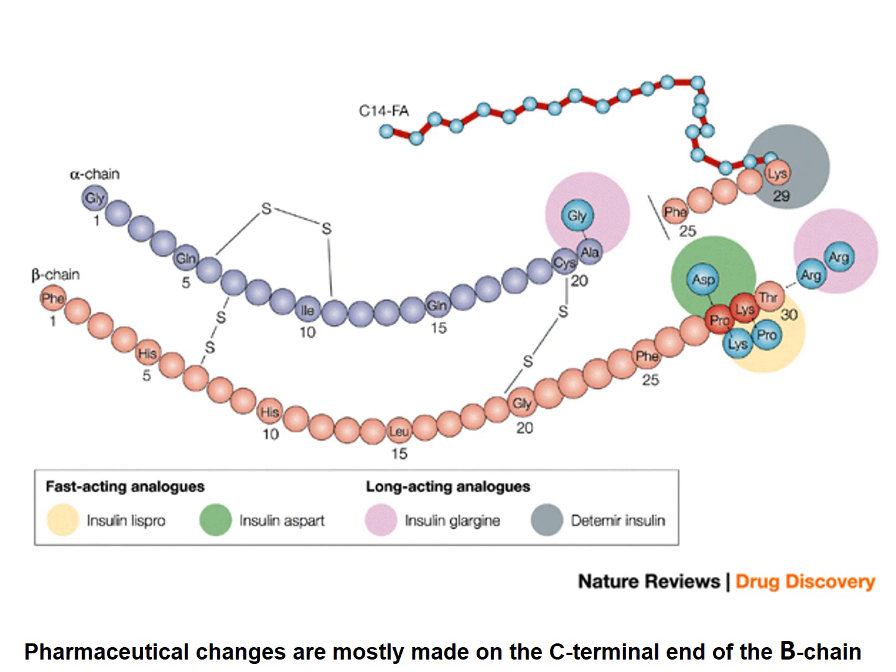Lispro, we substituted proline for lysine. Aspart was the substitution of aspartate. Glargine is the substitution of two arginine molecules. So look at the insulin sequence, and then you can see in the spheres how that's a little bit different. And again, you don't need to commit that to memory. When you get into pharmacology class, they might ask you to understand that a little bit more. I'm just doing this as an introduction here for you to understand how we've gone from animal insulin to human insulin and now human insulin analogs.